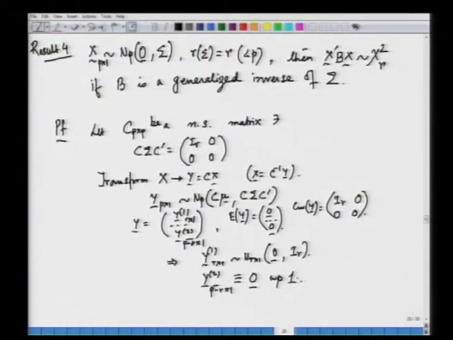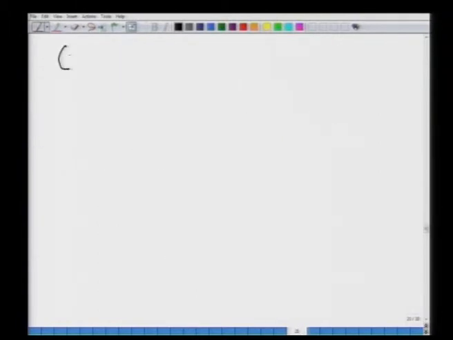We continue with this. So, let us have a look at C sigma C prime, which we are writing in this form now, and this is, as I said, nothing but the covariance matrix of the new variable Y.